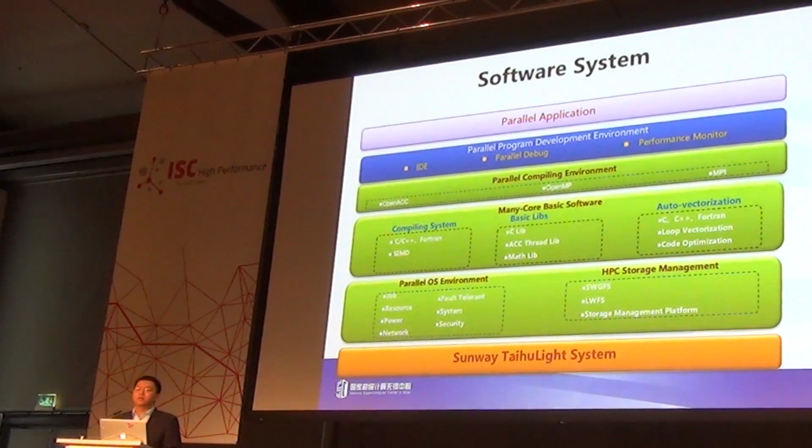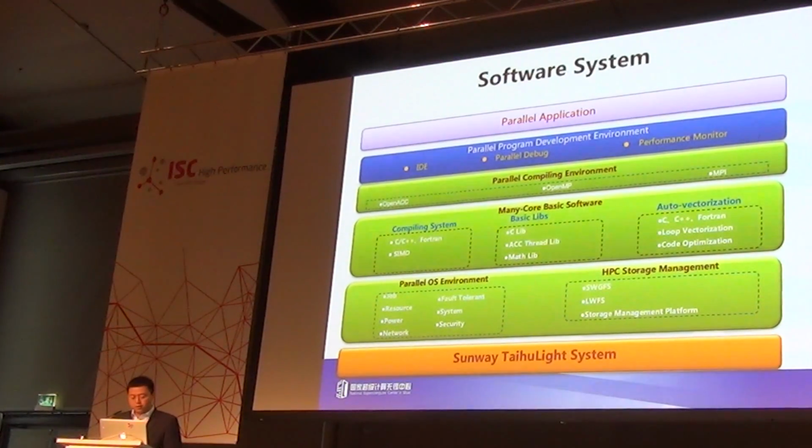Okay, so this is for the software system. This one shows the software stack for Sunway TaihuLight, which supports the development of different applications. On top of the hardware system, we have the parallel operating system environment, and we have the storage service. So this Sunway GFS is the major network file system for the computing nodes. And then we have this RW file system. It's a lightweight file system, which is actually a front-end service for the computing nodes.